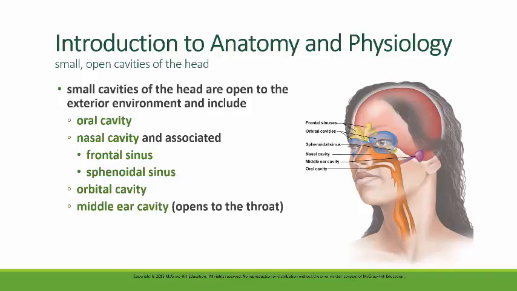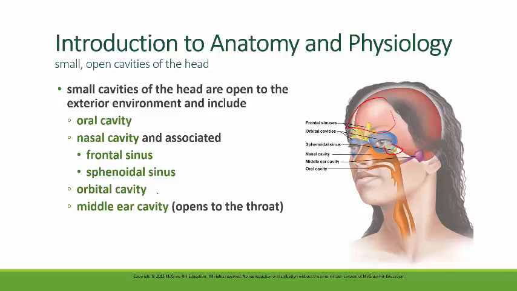The nasal cavity, that's inside the nose and up into the back of the throat. And associated with the nasal cavity is the frontal sinus and the sphenoidal sinus. So the frontal sinus is associated with the frontal bone here at the front of the skull, and the sphenoidal sinus is associated with the sphenoid bone here around the eye. So when we have sinus pressure, we can feel it up there in the lower forehead and kind of around and behind the eye.